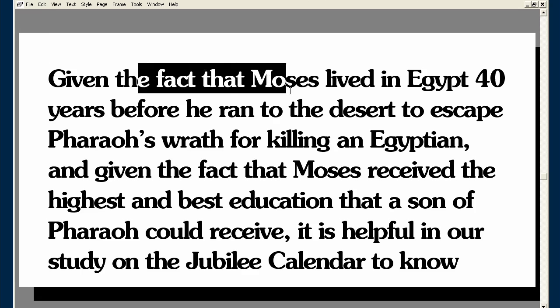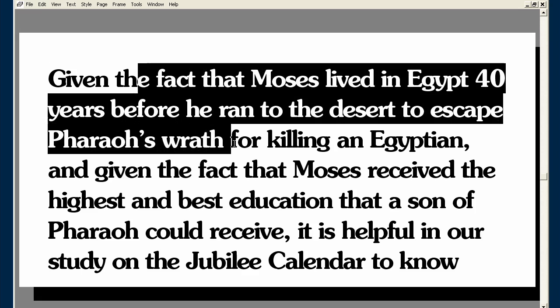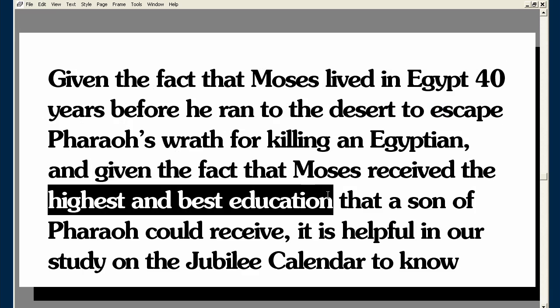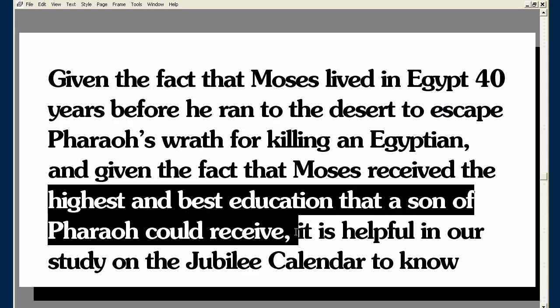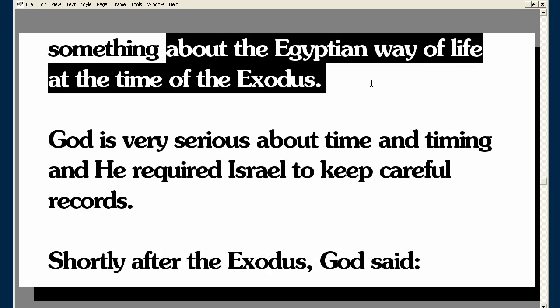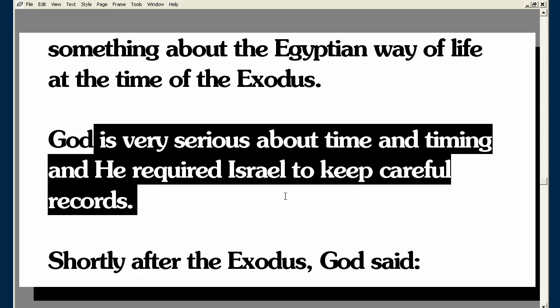And given the fact that Moses lived in Egypt 40 years before he ran to the desert to escape Pharaoh's wrath for killing an Egyptian, and given the fact that Moses received the highest and the best education that a son of Pharaoh could receive, it is helpful in our study on the Jubilee calendar to know something about the Egyptian way of life at the time of the Exodus. God is very serious about time and timing, and he required Israel to keep careful records.